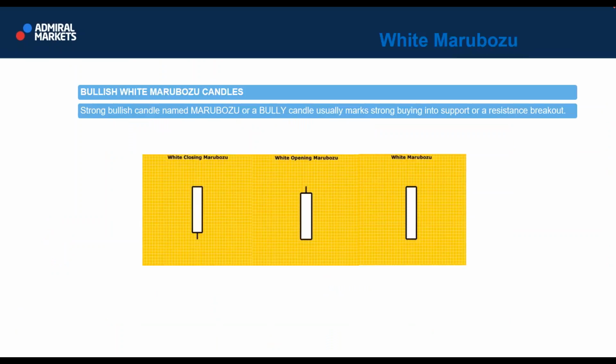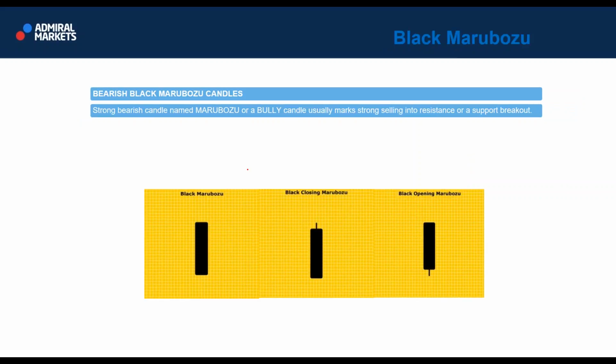Next is Marubozu candles. We already know what Marubozu candles are. If not, I will repeat. A strong bullish candle usually marks strong buying into support or a resistance breakout. When you have a wick to the downside, it's a white closing Marubozu. A white opening Marubozu has a wick to the upside, and a clear white Marubozu does not have a wick on either side. Also, we can have a bearish black Marubozu, same as white, but this indicates volatility and momentum to the downside. So: clear Marubozu, closing Marubozu, and opening Marubozu.